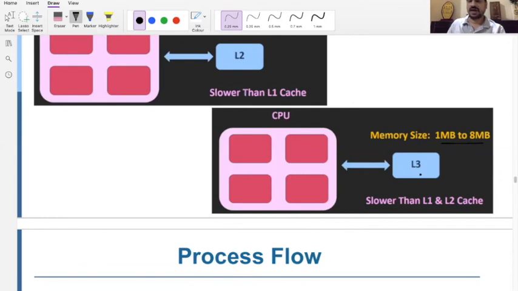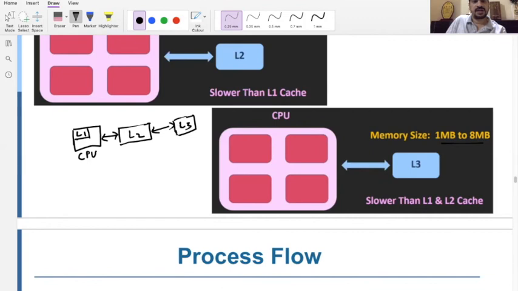So there may be a hierarchy of it. Let's say this is a CPU, or one processor. Then L1 will be residing here. Then we have L2 cache, from which your CPU will take the data. Then we have L3 cache, from where L2 will take the data, and from L3 there is the main memory. Then there is a secondary memory. So this is how your hierarchy is.